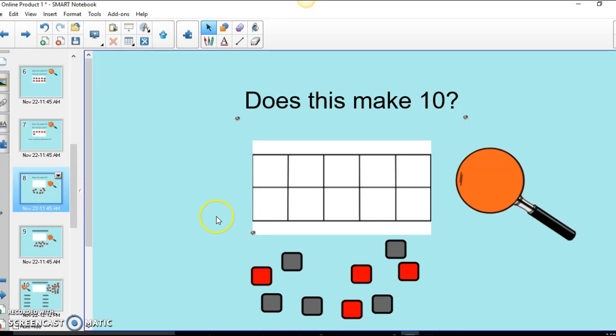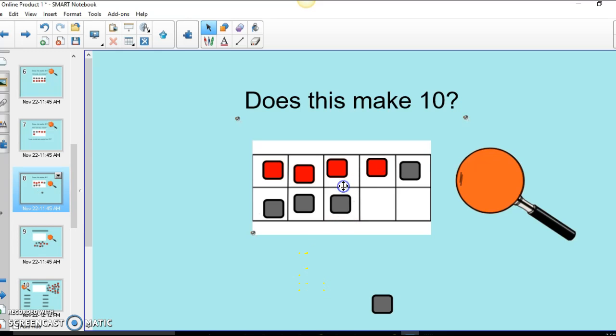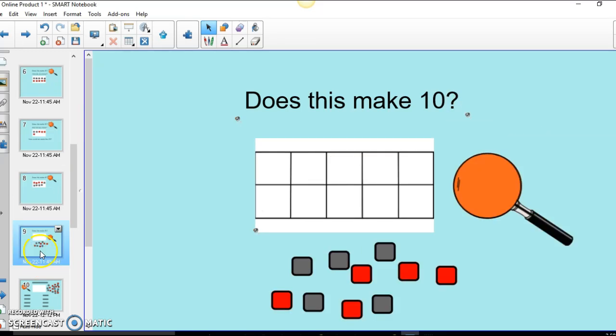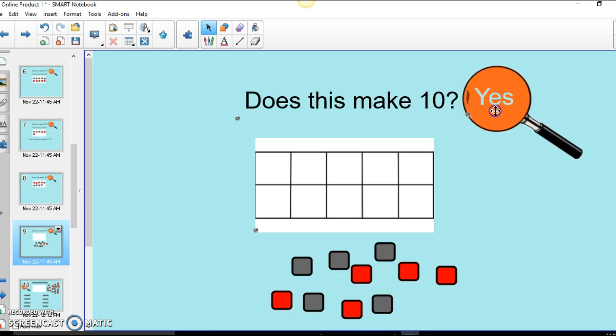Alright. Does this make 10? Here the students have hands-on manipulatives that they can use to slide into the tens frame and find out. The hands-on manipulatives are an adaptation for students with learning disabilities. And we can see from putting all of these into the tens frame that no, it does not make 10. Then we could do the same thing down here, and there are 10 of those blocks, so yes, that one does make 10.